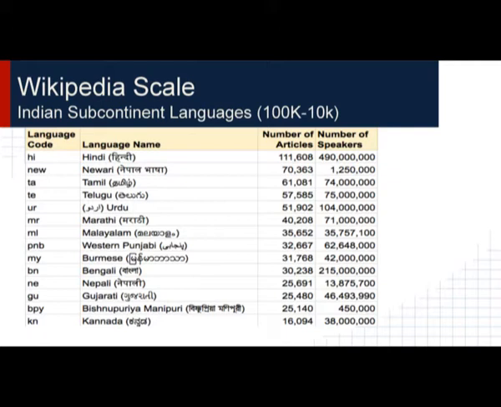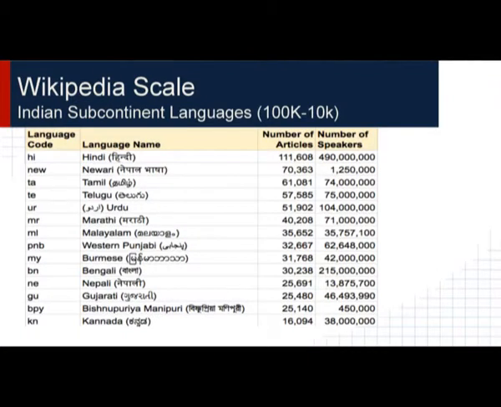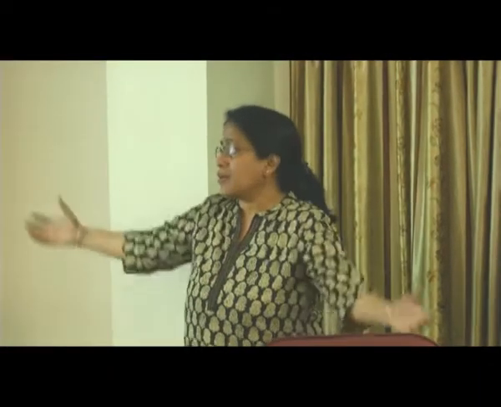So Hindi is 100,000 plus, almost 500 million speakers. Nepal Bhasha, 70,000, only 1.2 million speakers. Small language, very active, very, very interested in presenting some of their local information on the web. Tamil, 74 million speakers, 61,000 articles. Telugu, 75 million speakers, 57,000 articles.